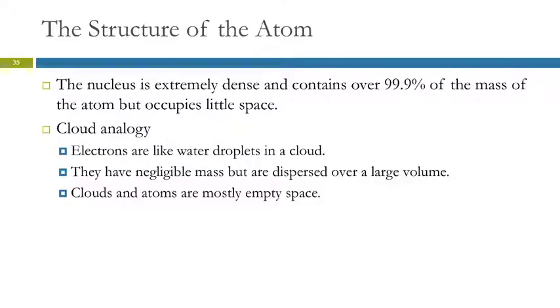When clouds form down on the ground where we are, we call them fog, and we've had some of that too. When you walk through fog, is it like walking through a solid object? No. It's kind of damp, but you can pass through it very easily because most of fog is empty space. So electrons are like water droplets in a cloud. They're very small, they have negligible mass, but they're dispersed over a large volume, and so they take up a lot of space. The fog takes up a lot of space. Clouds and atoms are both mostly empty space.